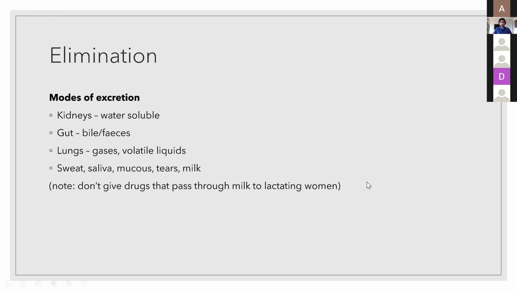And the final concept with pharmacokinetics is elimination. There's a number of ways we can excrete the drug in our body. As I said before, firstly with the kidneys, which like to excrete water-soluble drugs. We also have the gut, which excretes via the bile and feces. Lungs excrete gases and volatile liquids. And we can also excrete drugs via sweat, saliva, mucus, tears, and milk. And just a note, we don't want to give drugs that pass through the milk to lactating women. They like to ask questions about that, so just keep that in mind.